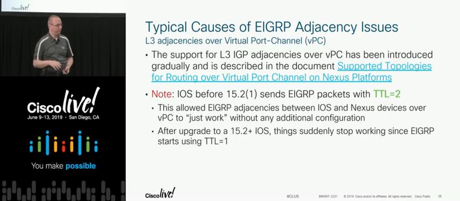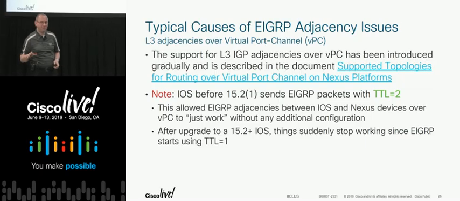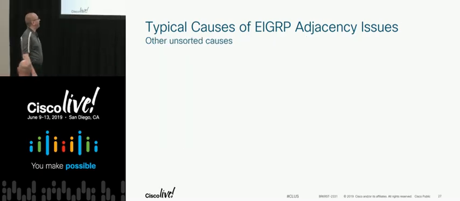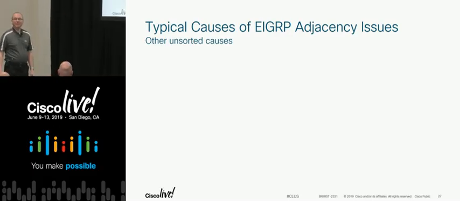Routers behaving the same way. Starting with 15.2, we've changed it, and the TTL is 1. So pre-15.2 IOSs just work, even through VPC, without any additional config. 15.2 and more, they stop. Unfortunately, not described anywhere. Sorry for that. All right. Let's move on really quick.